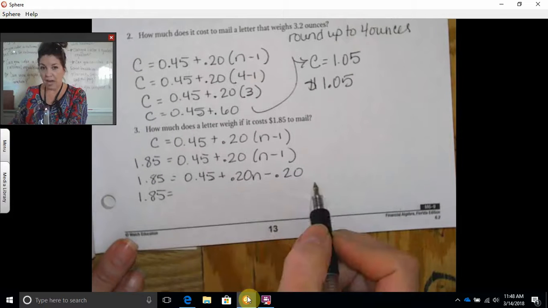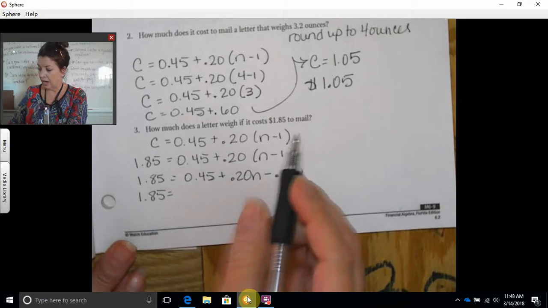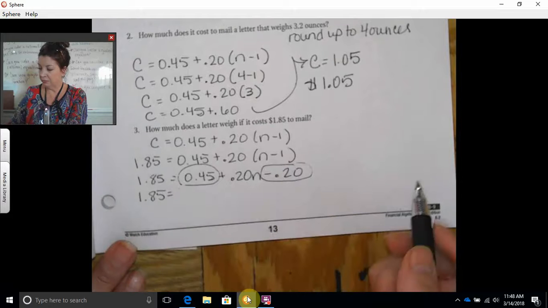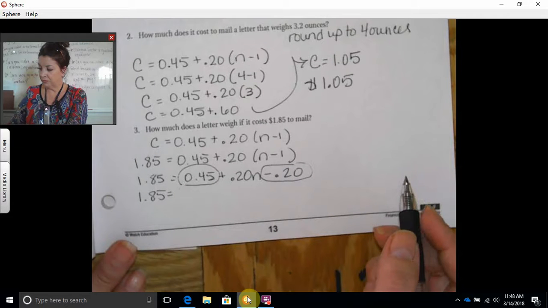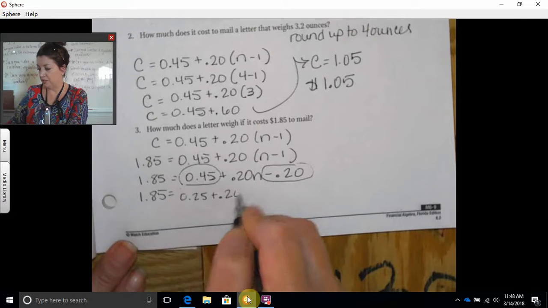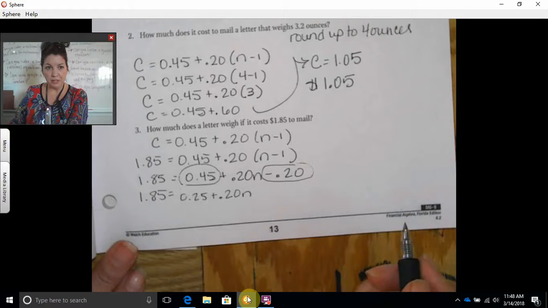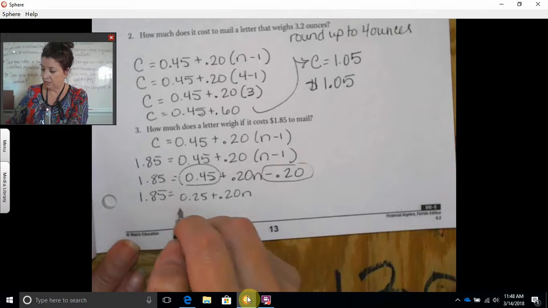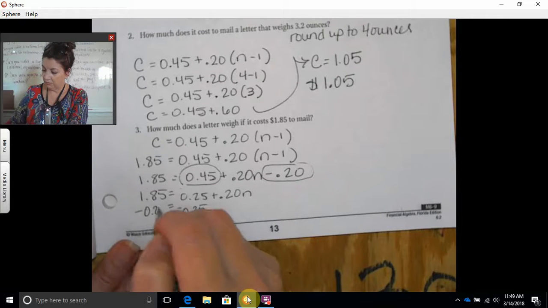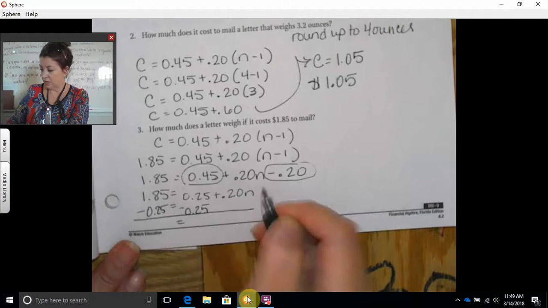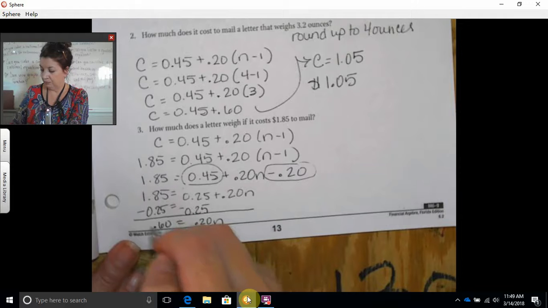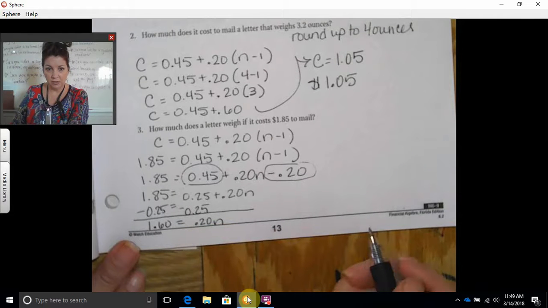So on the right side, I do have like terms. I can combine 45 cents minus 20 cents, what is that? 25 cents. And I can't combine it with the 0.20 n because they're not like terms. Now what would I do? You know it. So on the right side, I still have 0.20 n. On the left side, 1.60. Now what do I do?